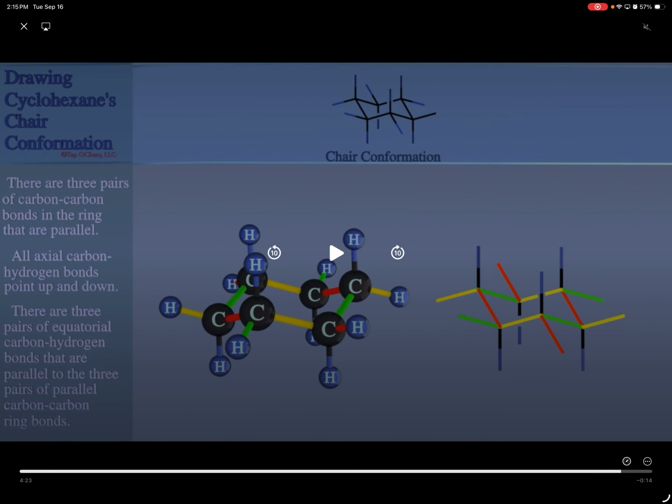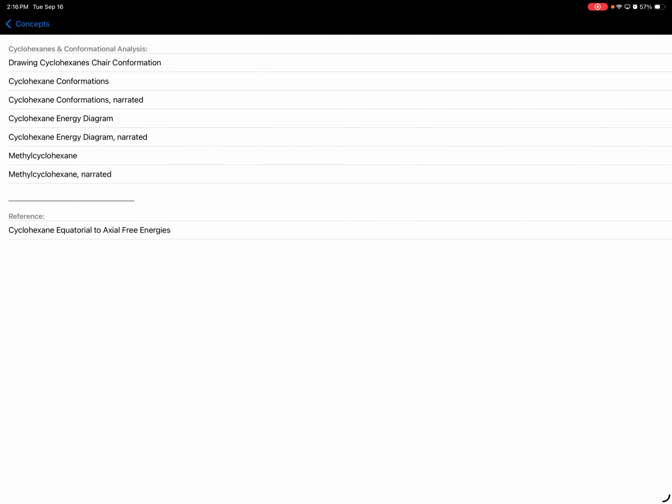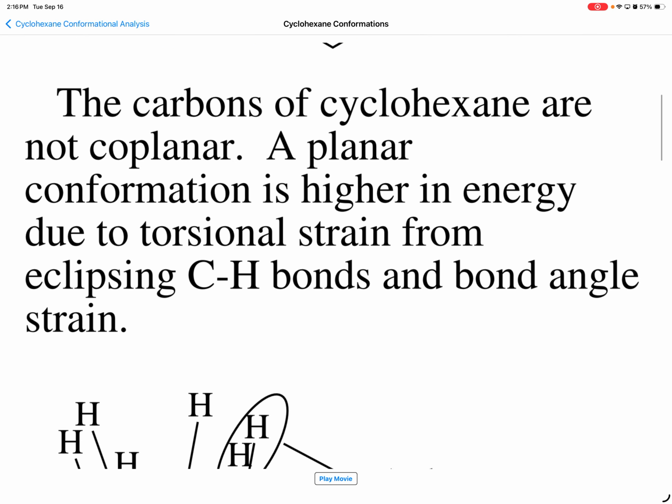All right, so that's how you draw it. The equatorial ones are harder to draw, but they're parallel to a set of parallel bonds in the structure. By practicing drawing these and drawing out all the hydrogens, you should be able to reproduce what I've been showing you. All right, so let's go over, not drawing, but the conformations here. How do they form here?